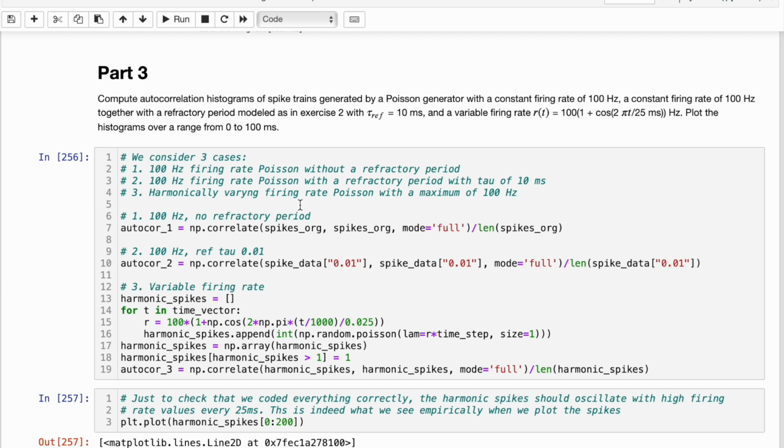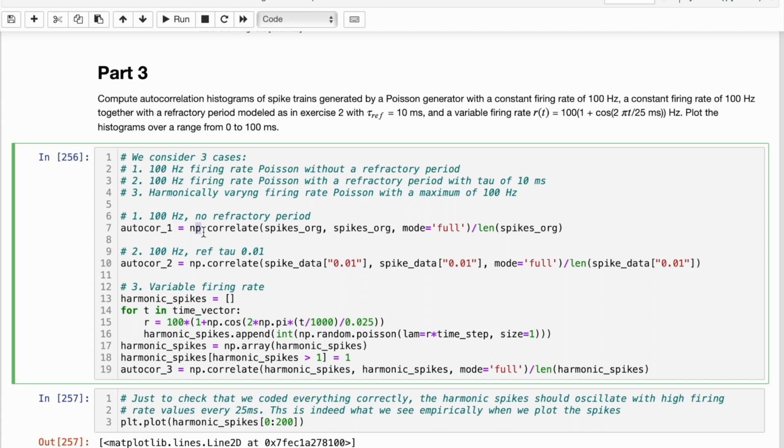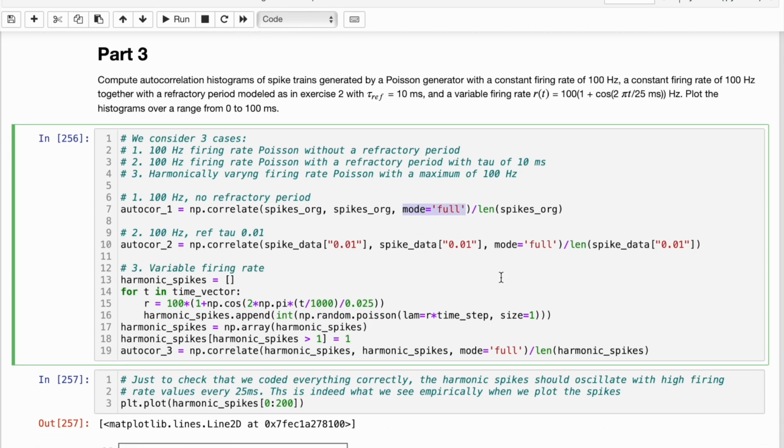So correlation is basically just an average product of a function. We're going to use the NumPy module from Python to do this. It's just the correlate function, pretty similar to what you would find in MATLAB. Just make sure the mode is set to full.